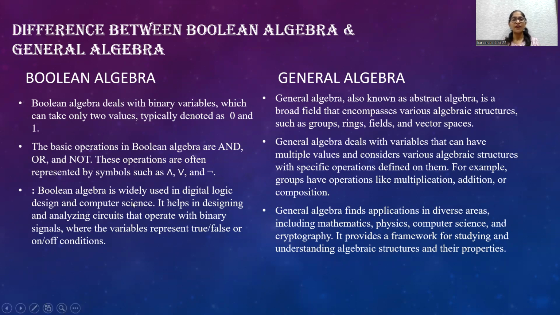Boolean algebra is widely used in digital logic design and computer science. It helps in designing and analyzing circuits that operate with binary signals, where the variables represent true or false, on or off conditions. Whereas general algebra finds applications in diverse areas, including mathematics, physics, computer science, and cryptography. It provides a framework for studying and understanding algebraic structures and their properties.